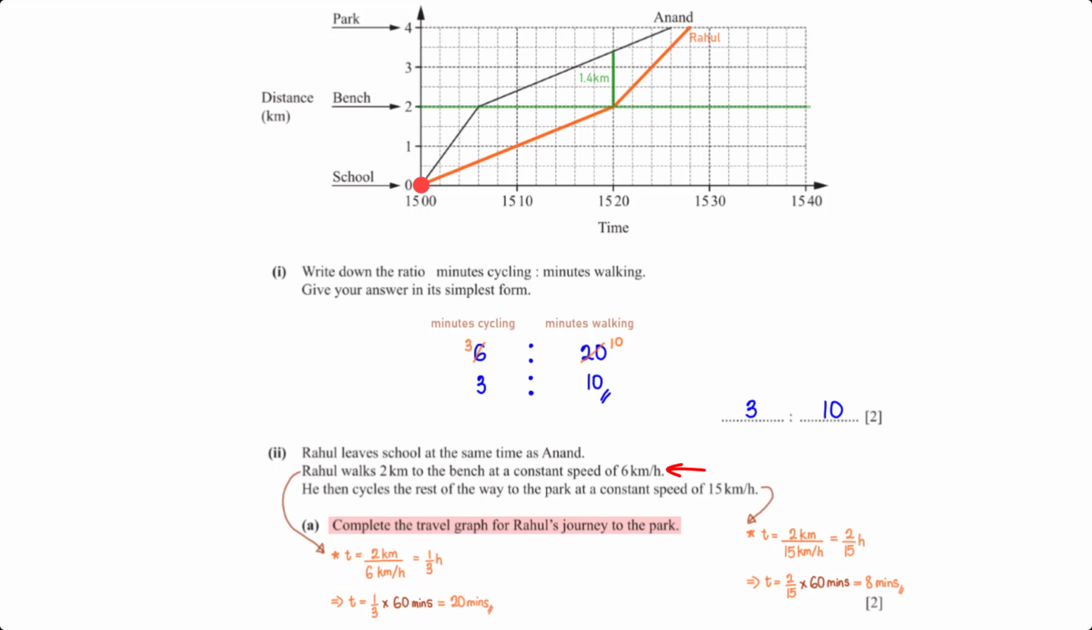Each horizontal line segment is 2 minutes. So for 20 minutes, we count 10 horizontal line segments. And now that he is at the bench, we mark this as the next point.